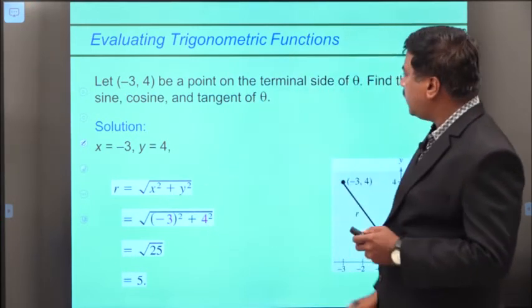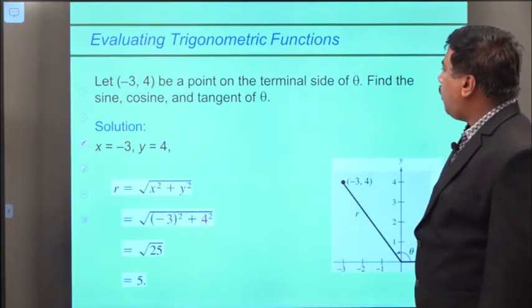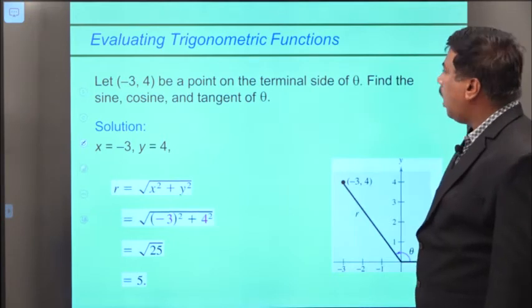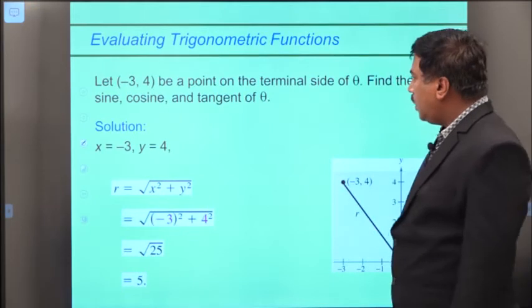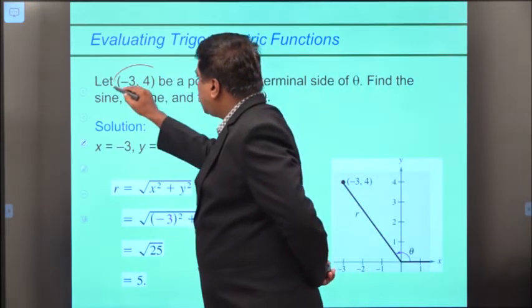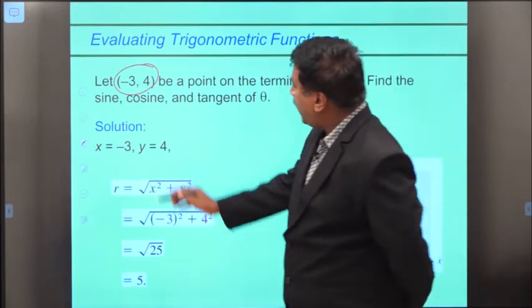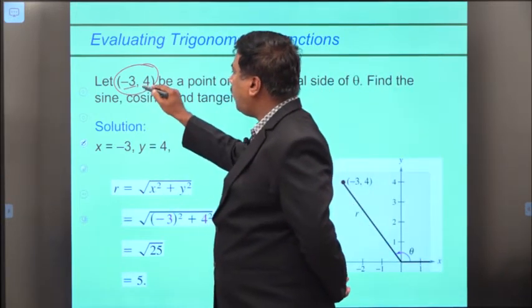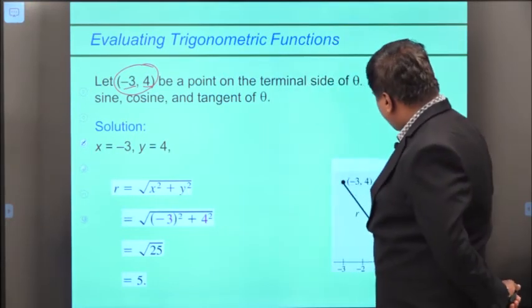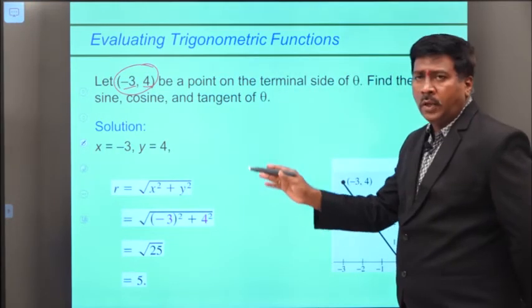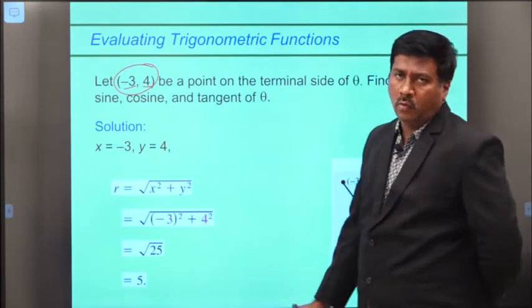Okay, so likewise, we have to see the problems. Let minus 3 comma 4 be a point on the terminal side of theta. Find the sine, cosine and tangent of theta. Please all of you observe this. In the point minus 3 comma 4, minus 3 is the x coordinate and 4 is the y coordinate. Minus 3 is negative, that means the point lies in the second quadrant of the coordinate plane.